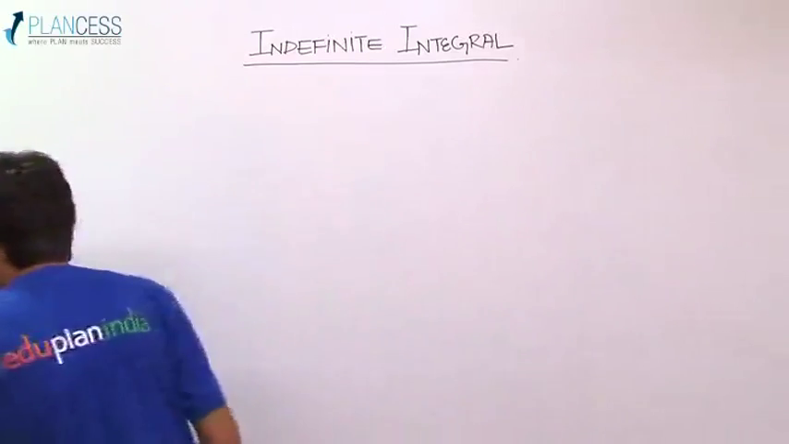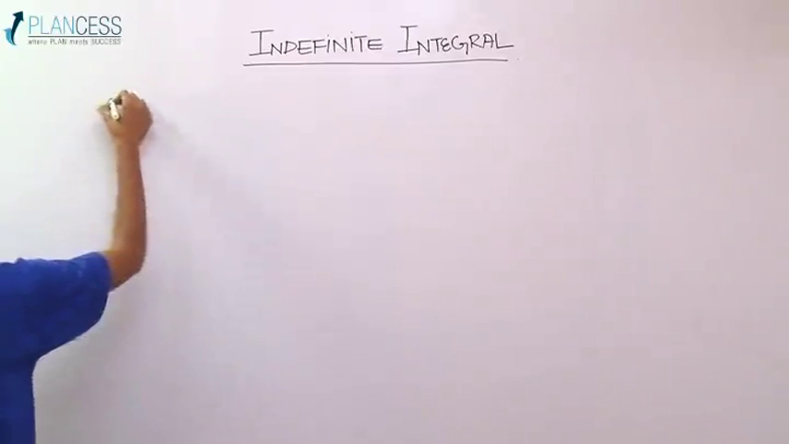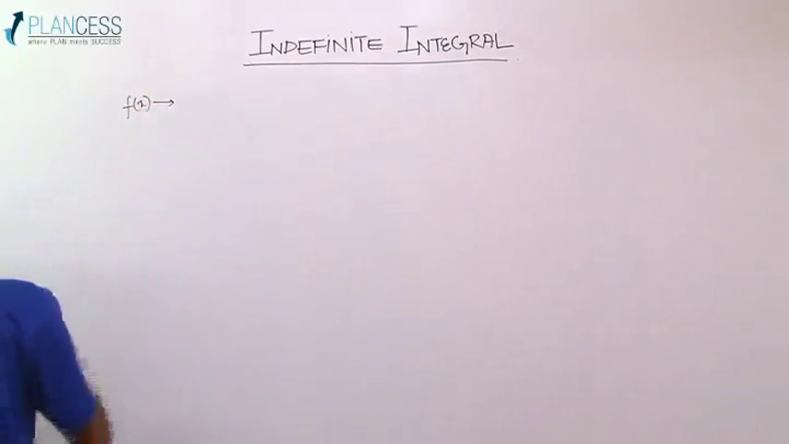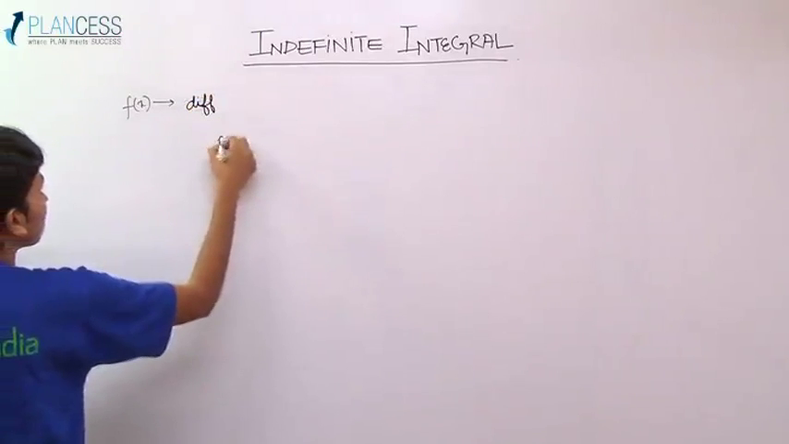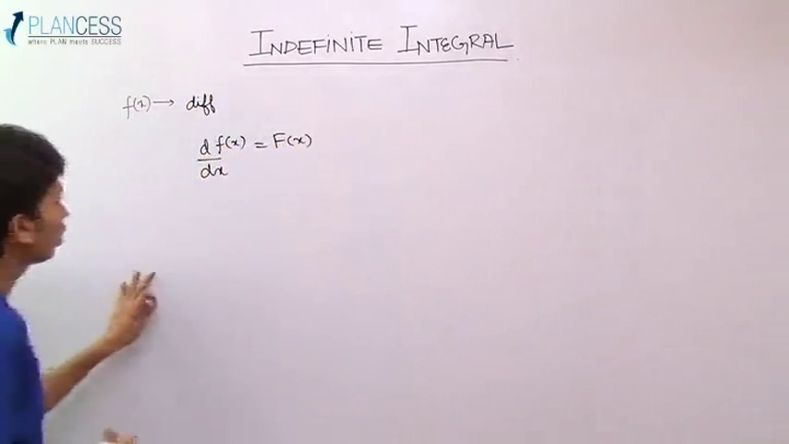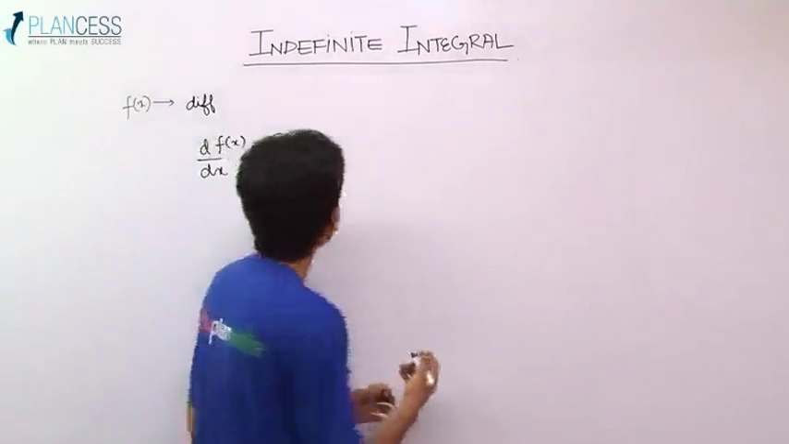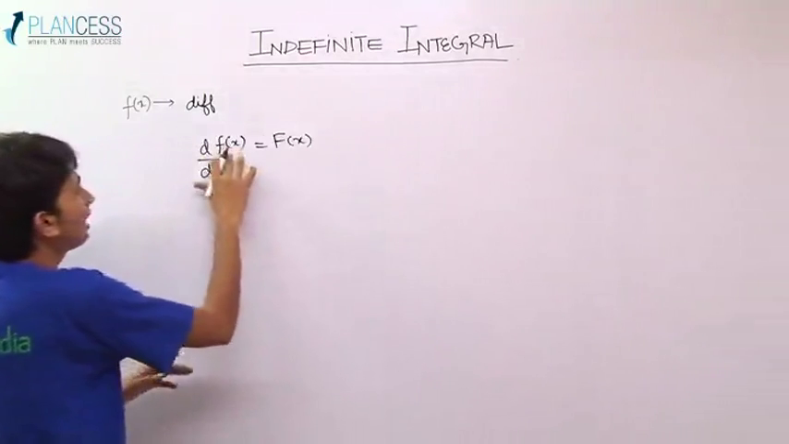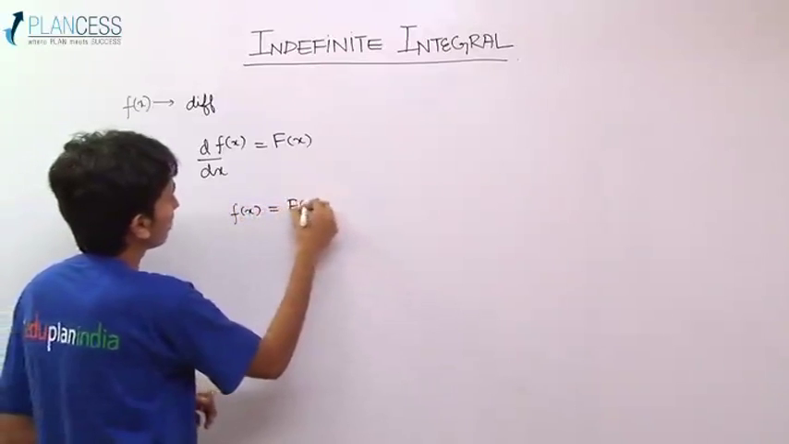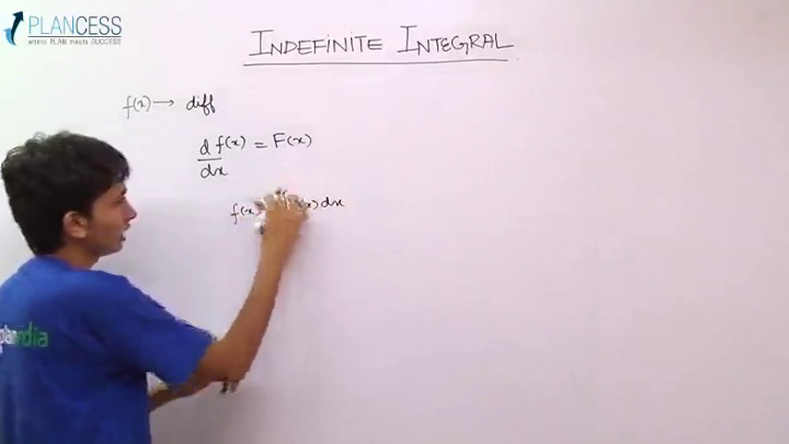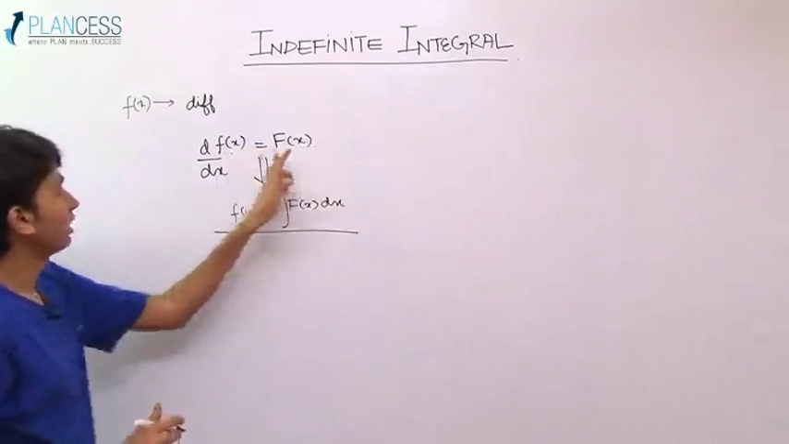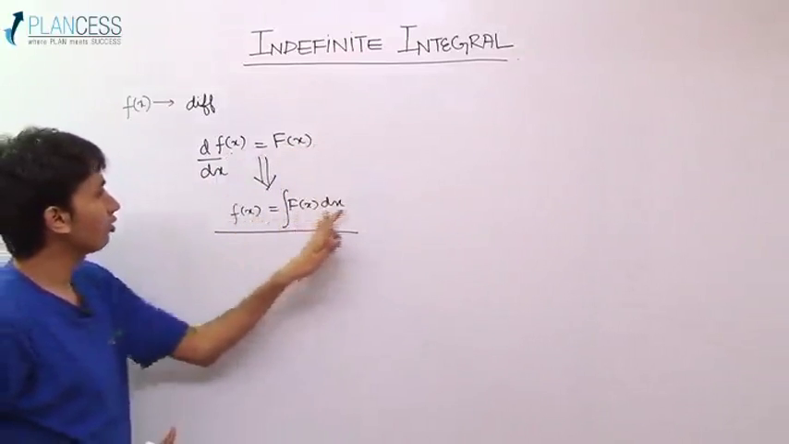Let me write down the formal definition so that we can proceed forward. Suppose you have a function f(x) that is differentiable, that is, d by dx of f(x) is, say, F(x). By the reverse process, what I am trying to say is that if the derivative of small f(x) is capital F(x), then rearranging this, we have f(x) is equal to the integral of F(x) dx. This is the symbol for integral, the summation sign. This implies this: if f(x) has derivative, say, capital F(x), then f(x) is the integral of F(x) dx.